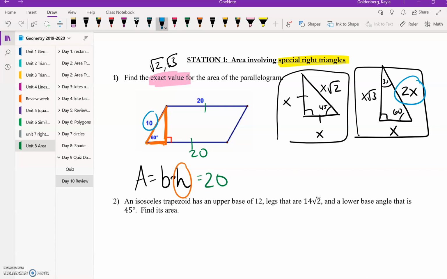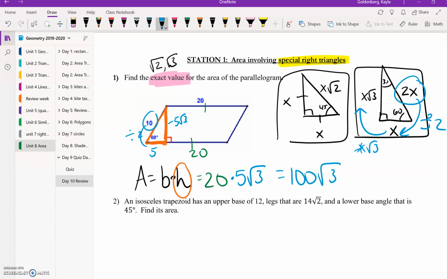To get the smaller leg, or the base if you want to think about it, we're going to divide by 2. So 10 divided by 2 gives us 5. And then to get to our longer leg, or the height in this case, we're going to do times root 3. So 5 times root 3 is 5 root 3. So base times height is going to be 20 times 5 root 3. This is going to be just 20 times 5, which is 100 with the square root of 3 tacked on there. We don't know units, so I'm just going to say units squared.